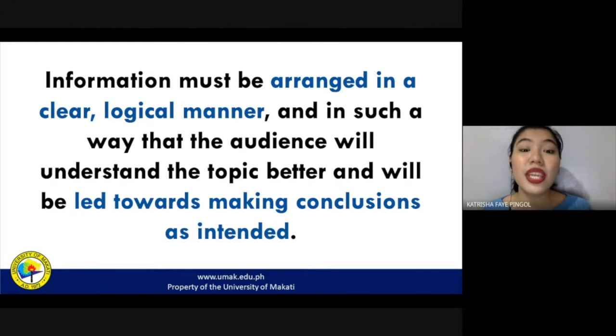Eventually, if your audience is able to understand the topic better, they will also be led towards making conclusions as you intend them to be. So what do we mean by making conclusions as intended? We simply refer to their own understanding of whatever it is that they have read. So eventually, they could also make other people understand.